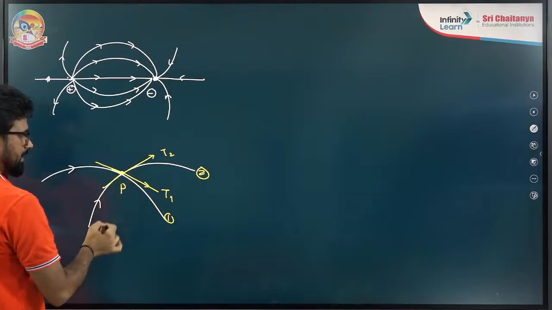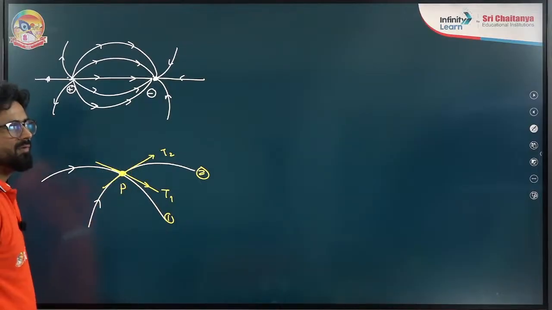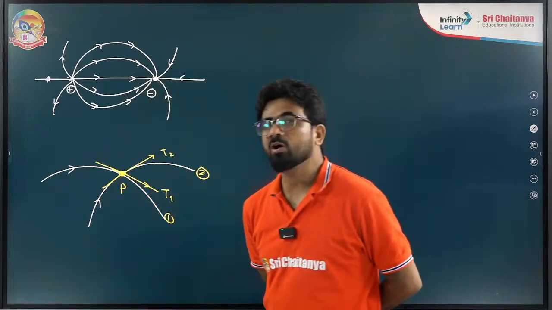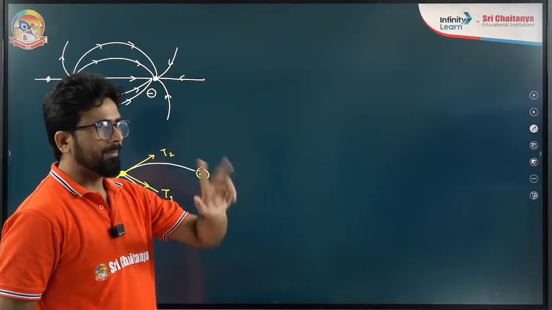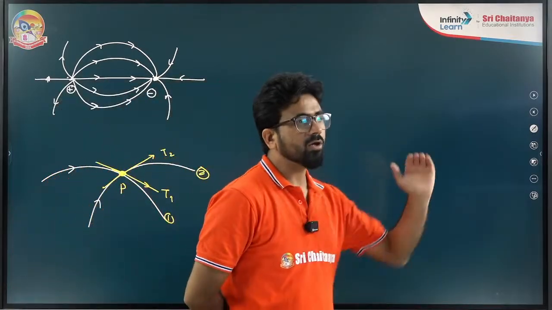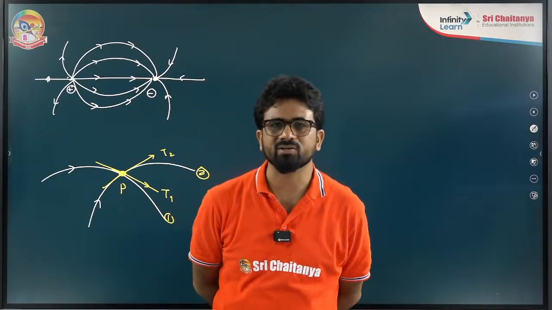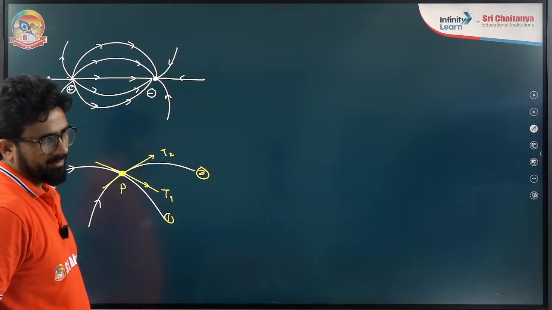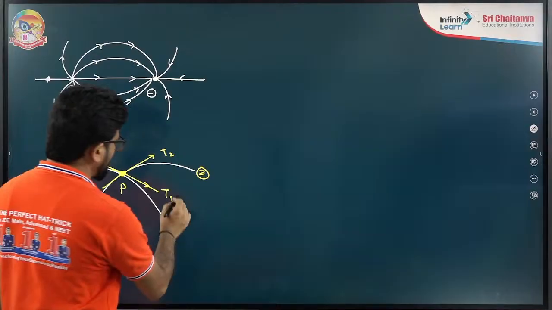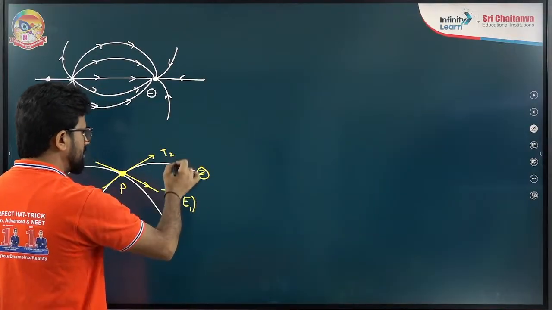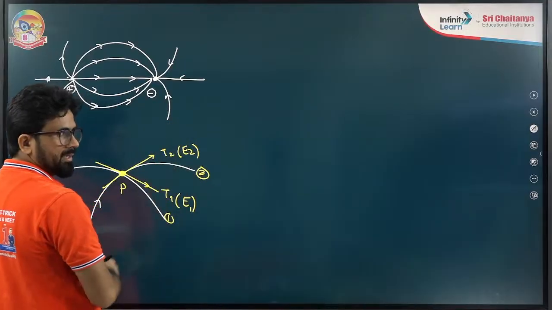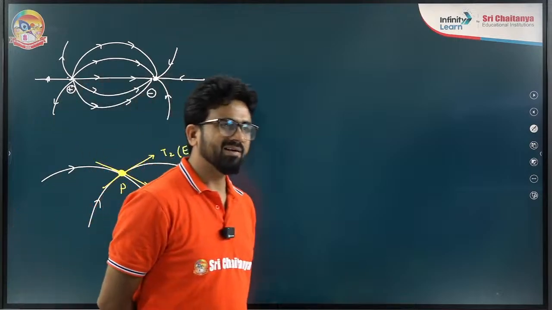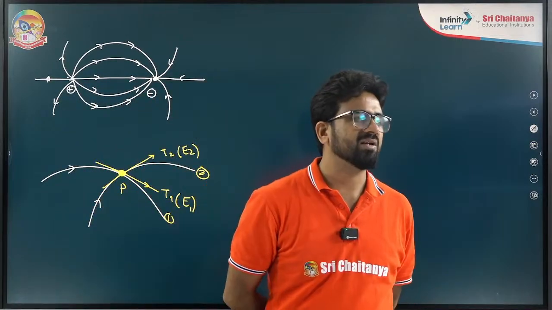This is tangent 1. So how many tangents are there? 1 or 2? 2 tangents. If there are 2 tangents, that means how many directions of electric field are there? 2 directions. Because I told you the tangent on the curve of field line gives you the direction of electric field. That means this is also a direction of electric field. This is also a direction of electric field. Is it possible that at the same point the electric field can be in 2 directions? No. Electric field has only one specific direction.